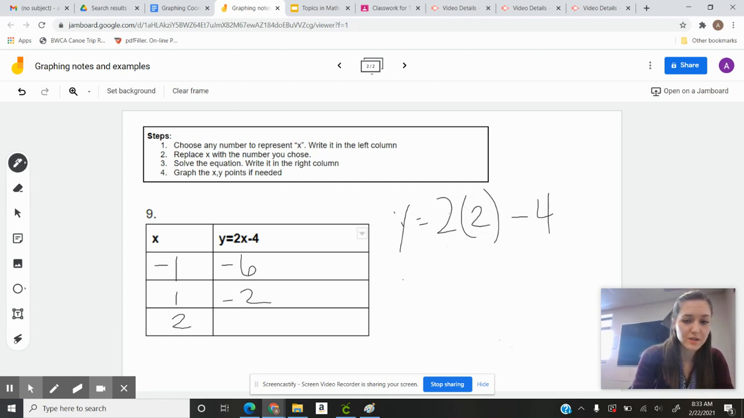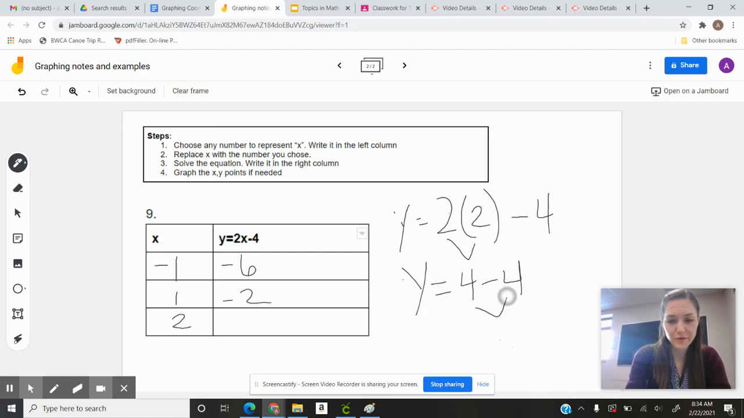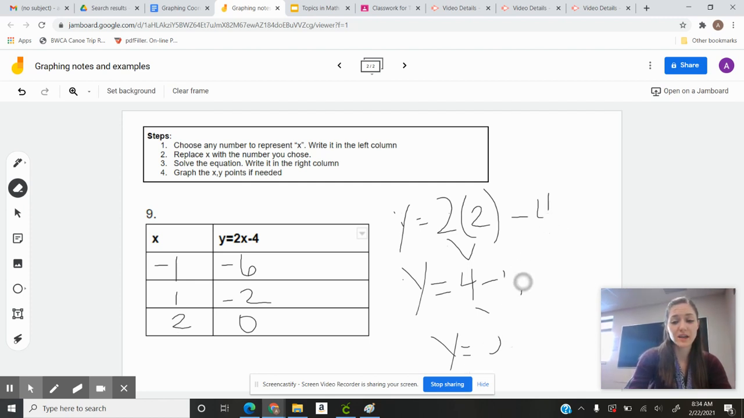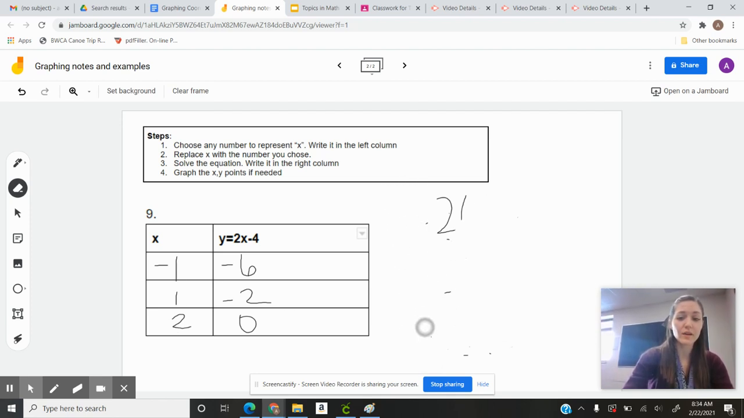Okay, so now I just need to put this 2 in for x and solve my equation. Remember, order of operations, I have to do the multiplication first, so 2 times 2, 4. Copy down whatever's remaining in my equation. That's just this -4. And 4 minus 4, 0. So that's what goes on this side of the equation. Okay, so remember on your assignment for number 9 and 10, you are just creating a table of values. And remember to do that, you just have to come up with a random number for x.